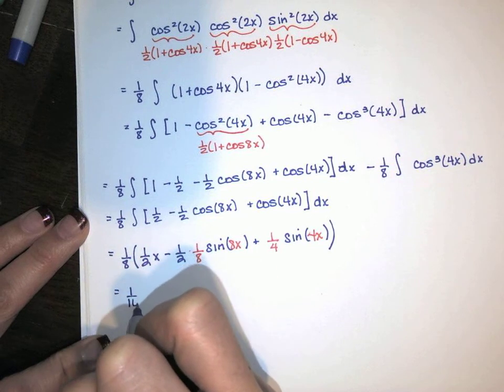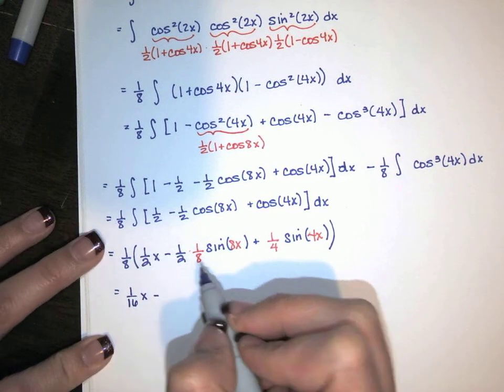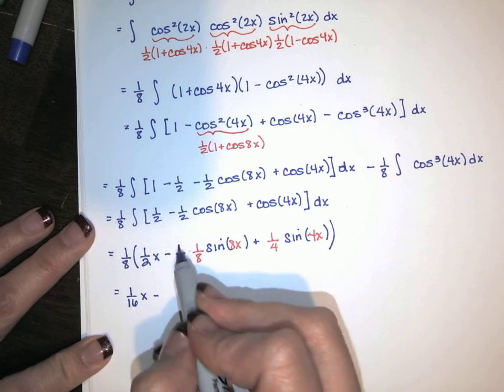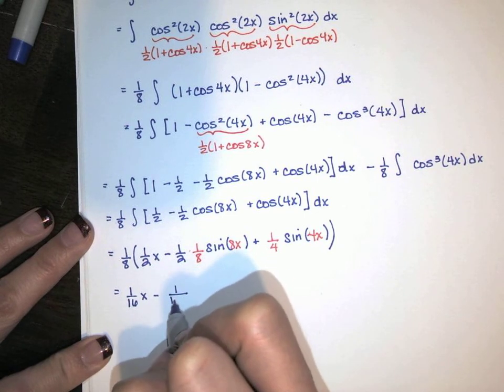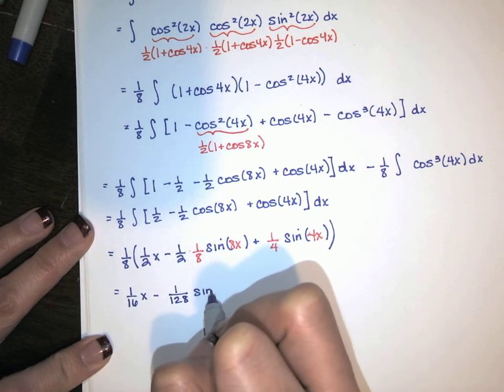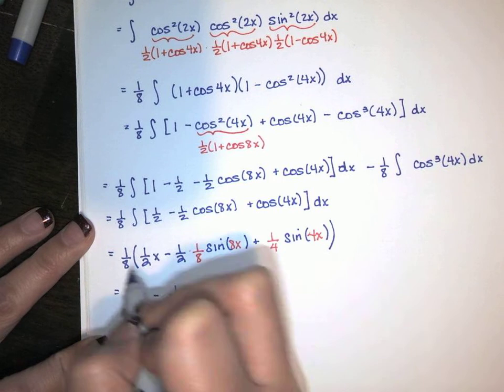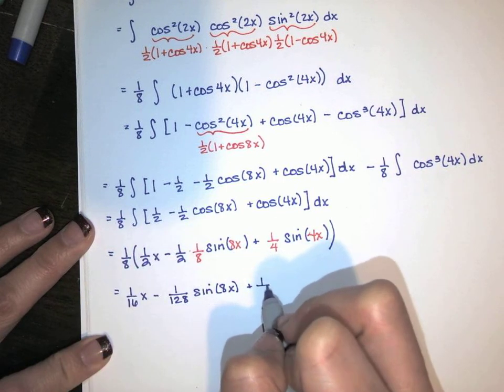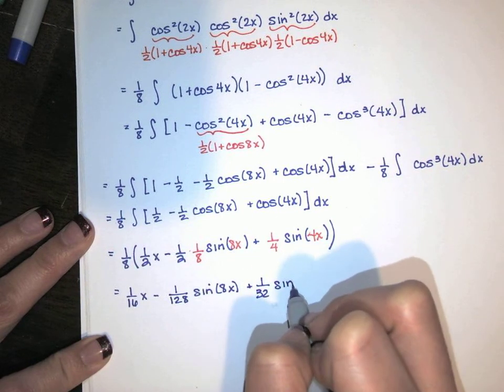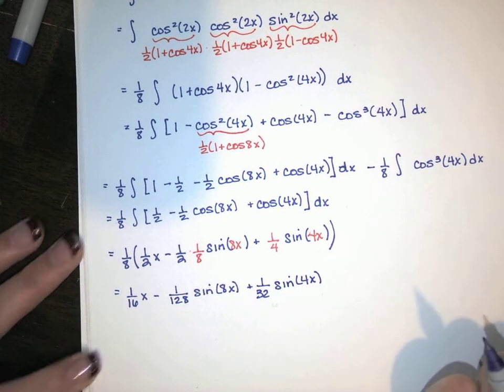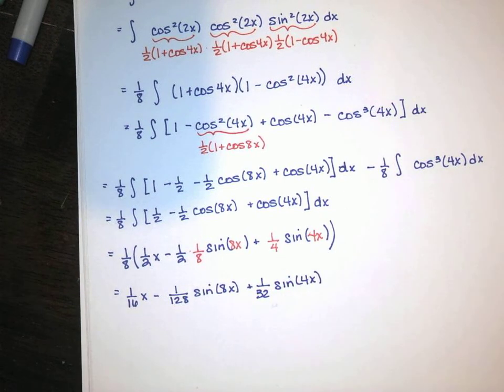We got 1/16 x minus 1 over 64 times 2 is 128. Sine of 8x. Then 1/8 times 1/4 is 1 over 32. Sine of 4x. Okay, and that's that part.